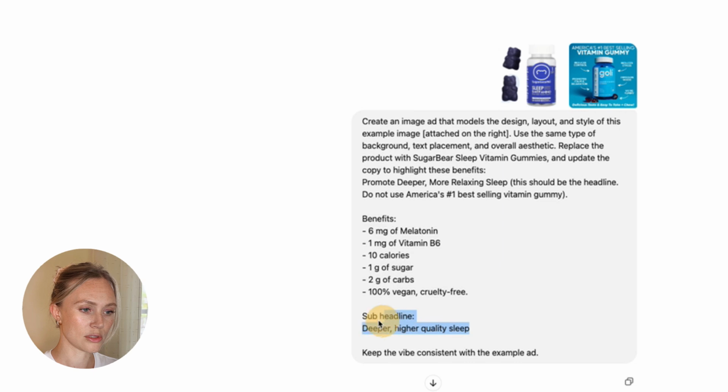And then I also wanted to have a sub headline right here. So I put "deeper, high quality sleep." And then specifying: keep the vibe consistent with the example ad. There is nothing specific that we want to do for this brand in terms of colors or aesthetics. I like the inspiration from the competition, so let's do something similar to that. But if you want something else for your brand, feel free to specify that at the bottom right there.